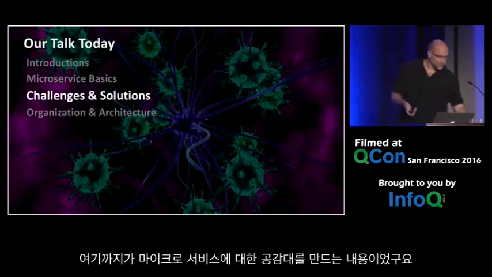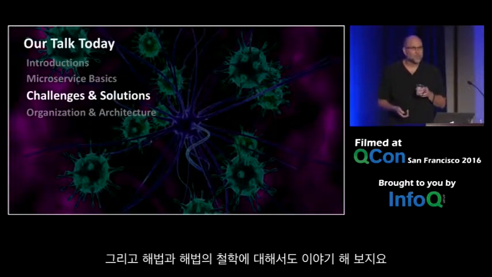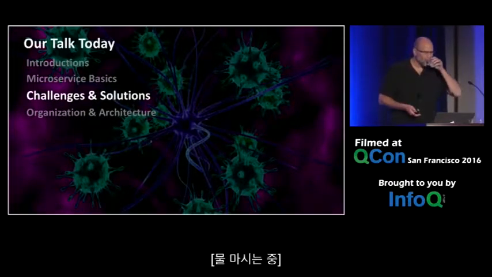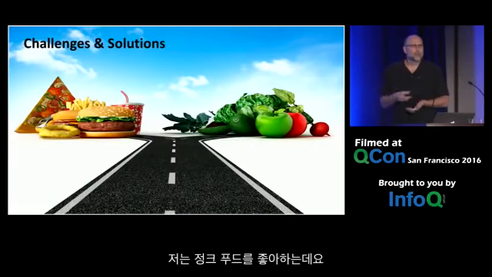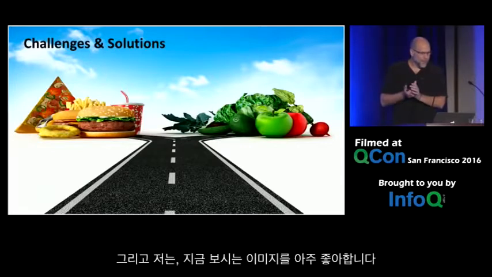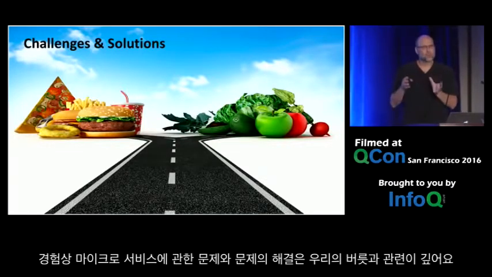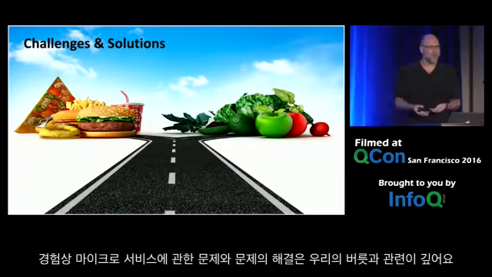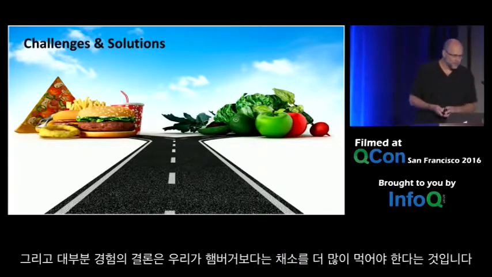Microservices. And now let's dig in on the challenges that we've encountered over the last 7 years and some of the solutions and philosophies behind that. So I love junk food, and I love this image because I think in many cases the problems and solutions have to do with the habits that we have and how we approach microservices. And so the goal is to get us to eat more vegetables in many cases.